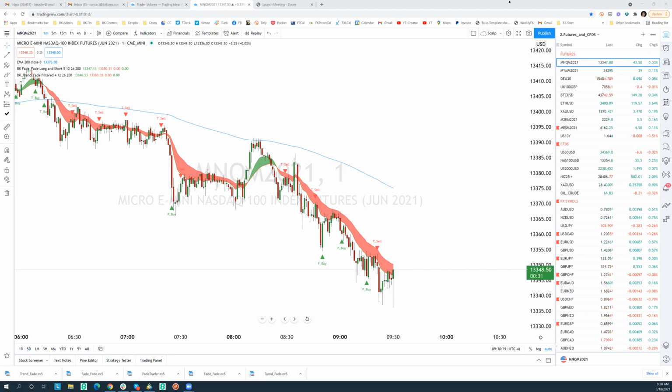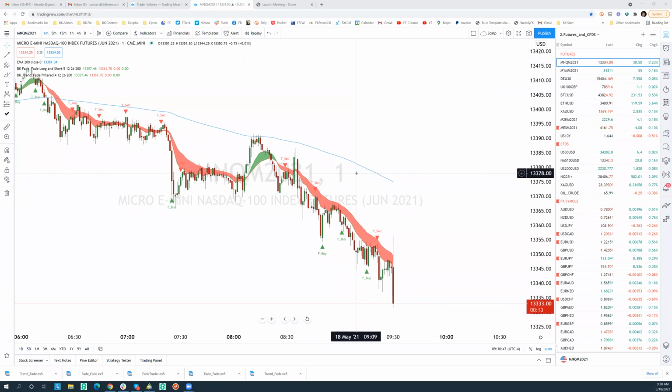To answer Miguel's question, you do not need combo on the charts now, because the fade and the trend fade make up the bands, the moving average bands. So we really don't need that. I took the combo off.